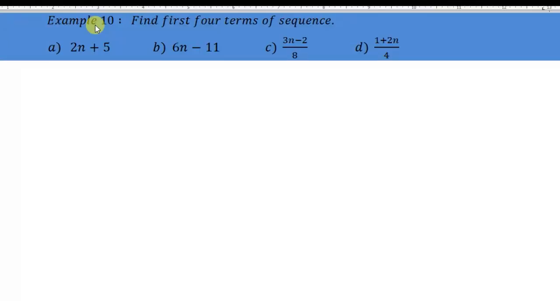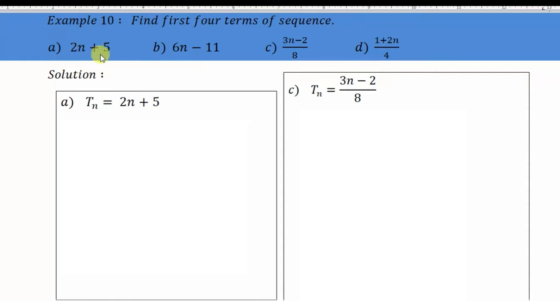Example 10. Find the first 4 terms of the sequence. Unlike the other questions, here the nth term is already given and you have to find the sequence. Earlier, the sequence was given and we found the nth term, but here the nth term is given and we have to find the sequence. A very easy one. So I'll do A and C. B and D are for your practice. Do it and tell me the answer in the comments. So first, 2n plus 5.